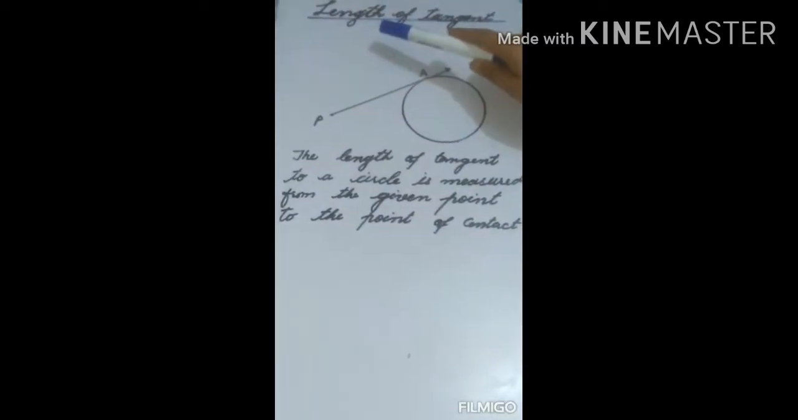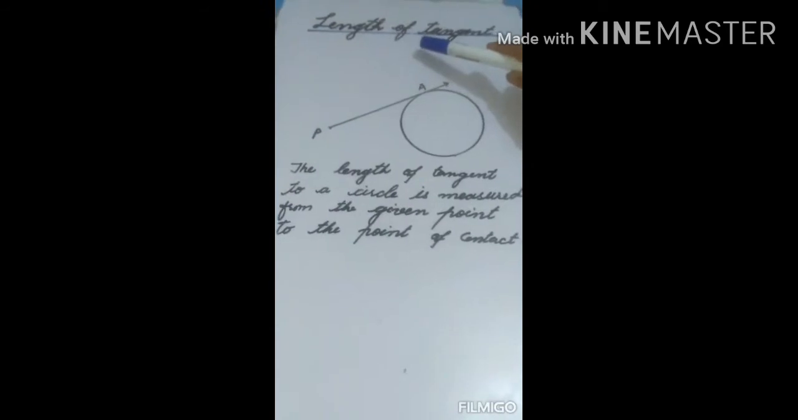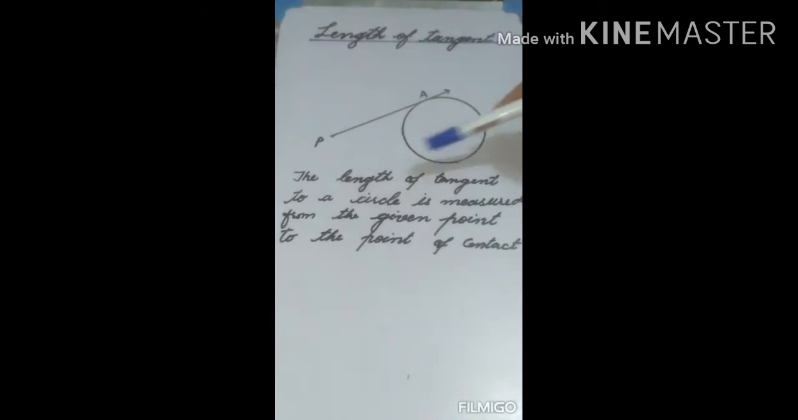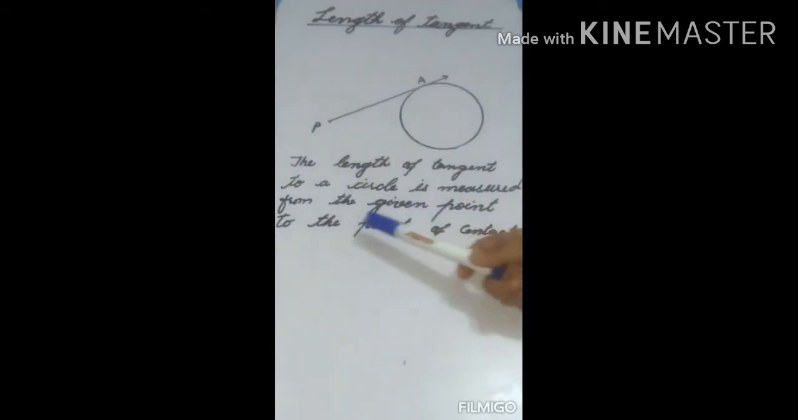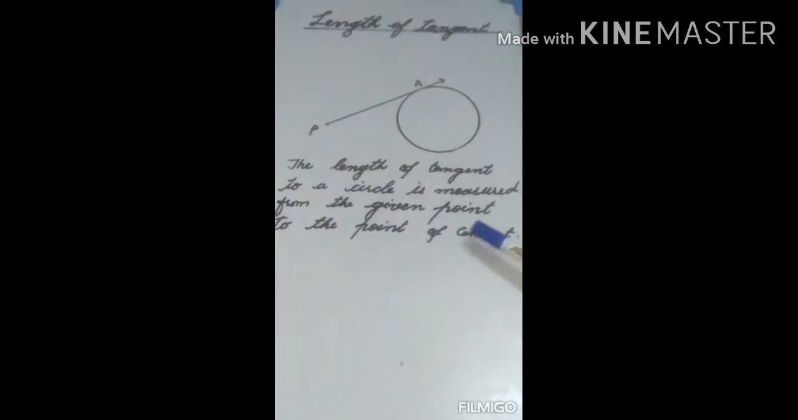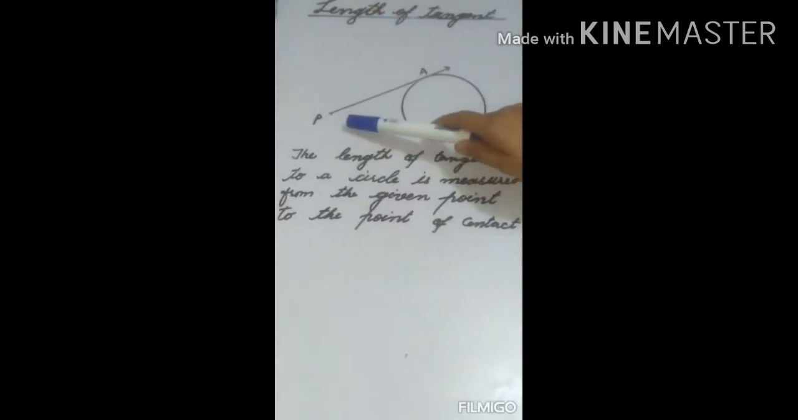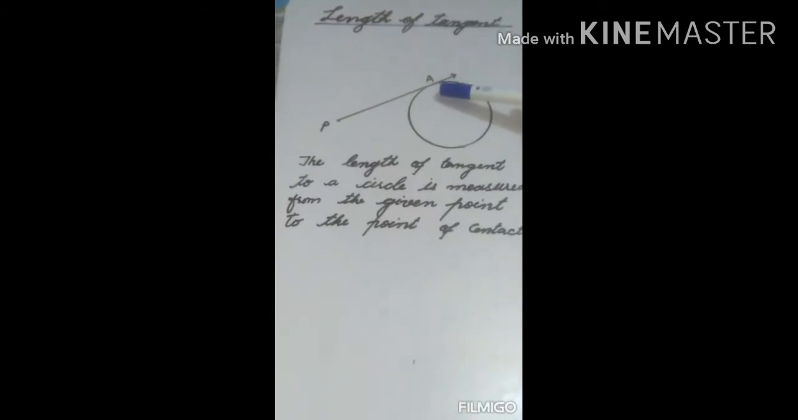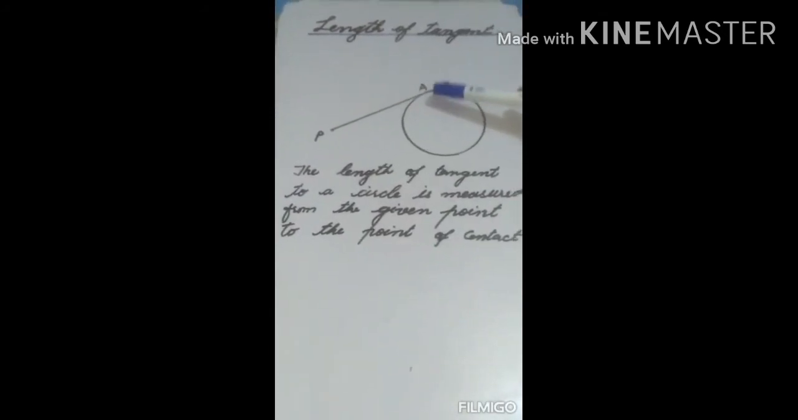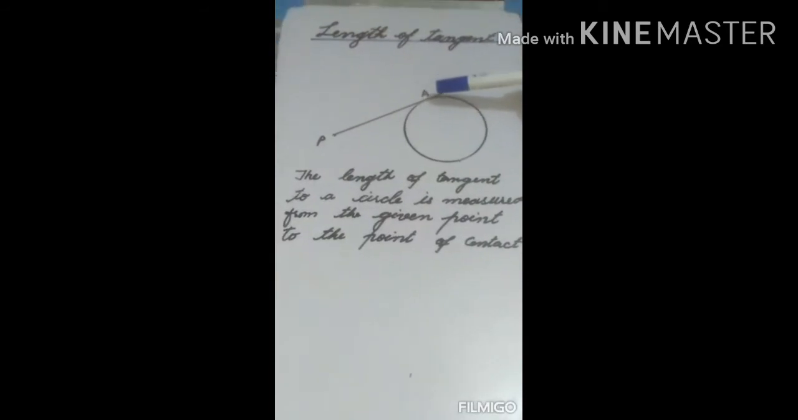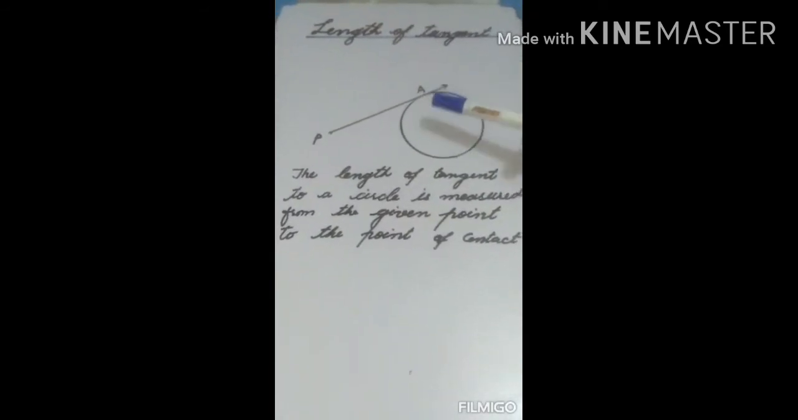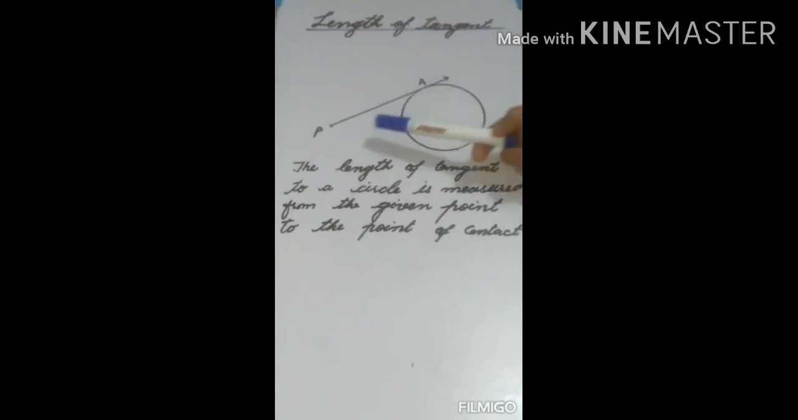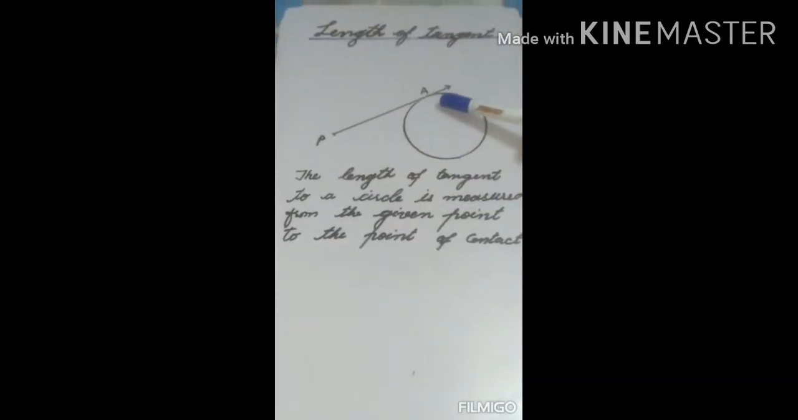One more definition is left, that is length of tangent. What is length of tangent? The length of tangent to a circle is measured from the given point to the point of contact. Students, if we are taking a point P and we are having point of contact A, firstly I want to tell what the point of contact is. That point where the tangent and circle both touch each other is called the point of contact. So our length of tangent will be measured from the given point to the point of contact.